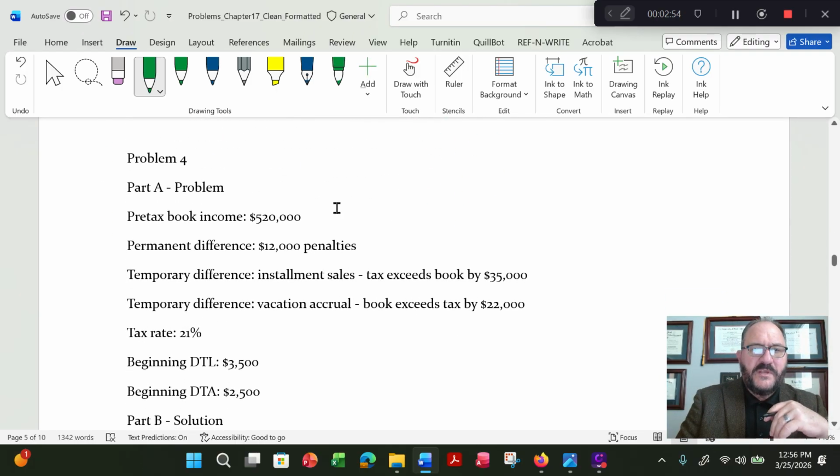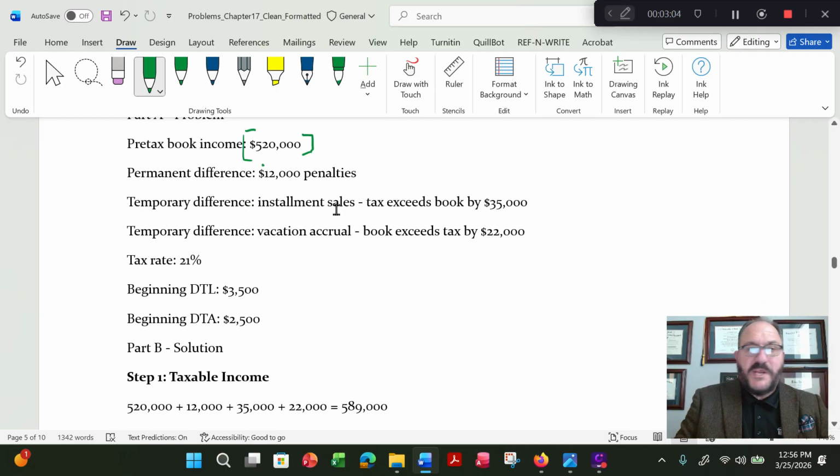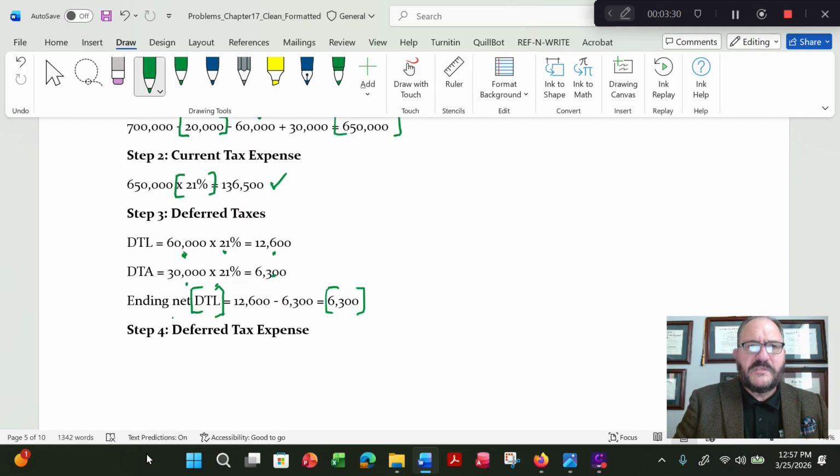Okay. So now let's go take a look at problem number 4. We start out with $520,000. Now, just like before, we have penalties. Remember, penalties you cannot deduct, right? So we deducted them from our book income, but for our taxable income, they're like, no. So we've got to add them back. You can see that right here. We're adding back 12. Installment sales, tax exceeds book. Now, we don't normally talk about installment sales. Let's go see what they say up top, and then let's take a look at what they say about vacation accrual.